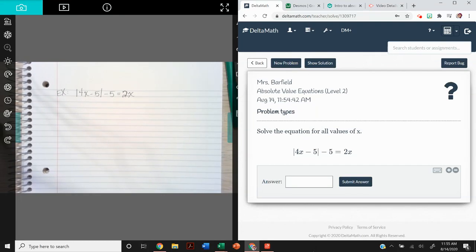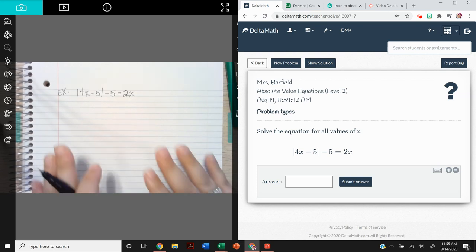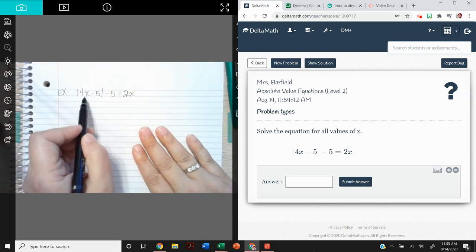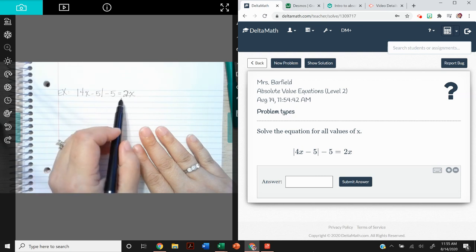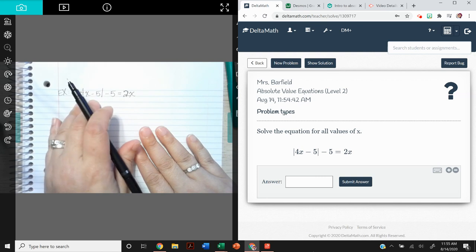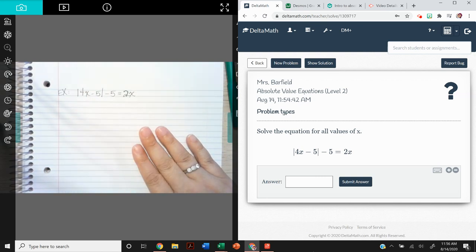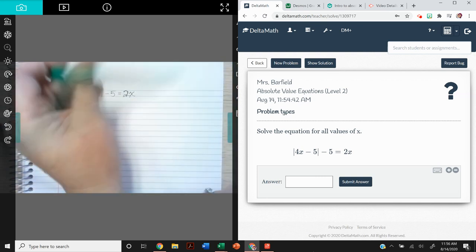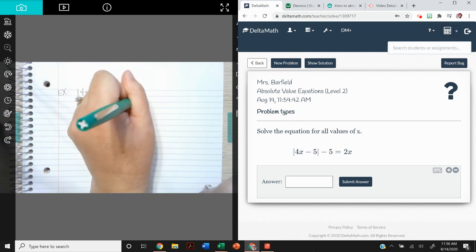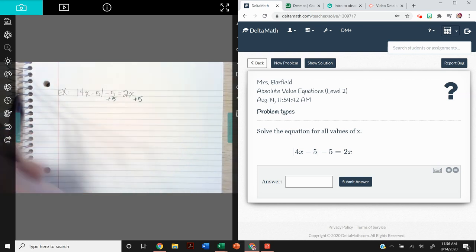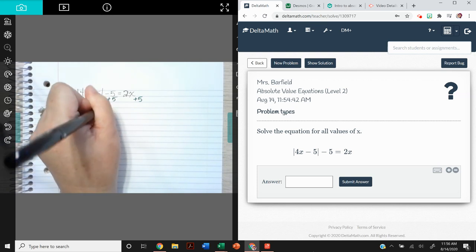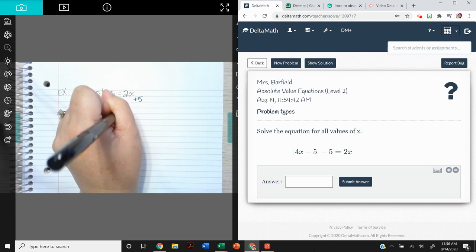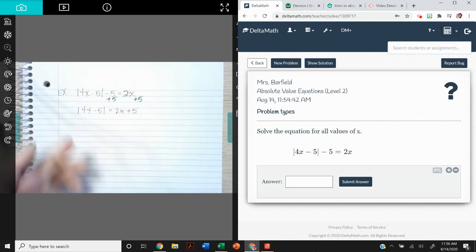I'm going to do one more example of these level 2 absolute value equations. You can see I've copied it down. I've got the absolute value of 4x minus 5, and then minus 5 equals 2x. I've got to get that absolute value by itself, so I'm going to add 5. So I've got the absolute value of 4x minus 5 equals 2x plus 5.